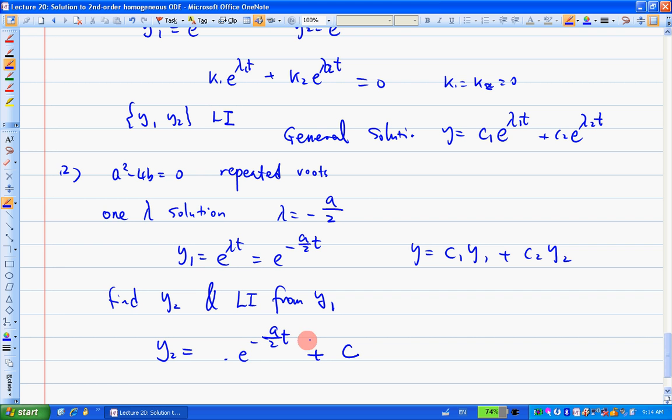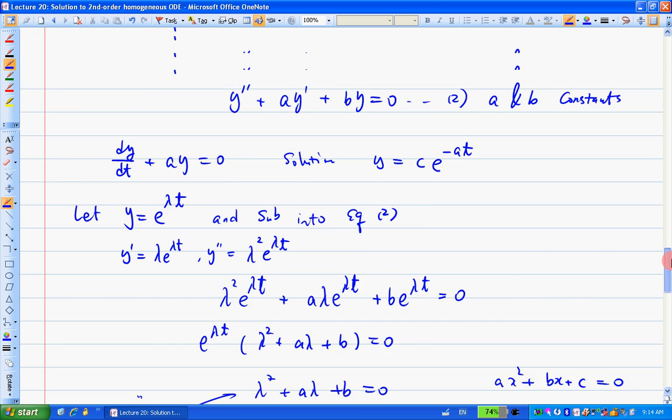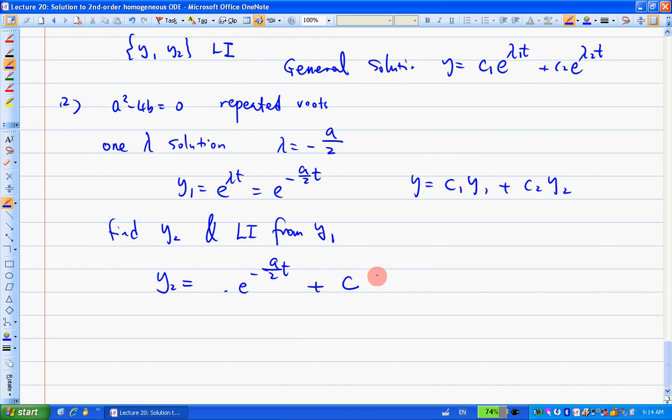So how do I verify that? I can plug this back into my original equation. So basically this is y1 plus c. If I do this, what's y2? y2 is y1 plus c, y2 prime is y1 prime, and y2 double prime is y1 double prime.